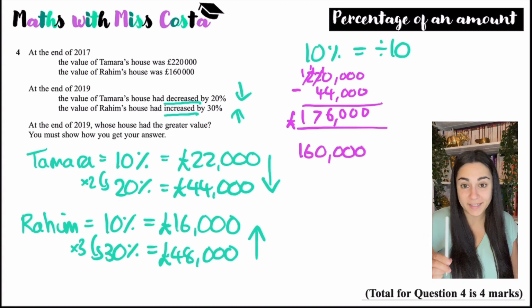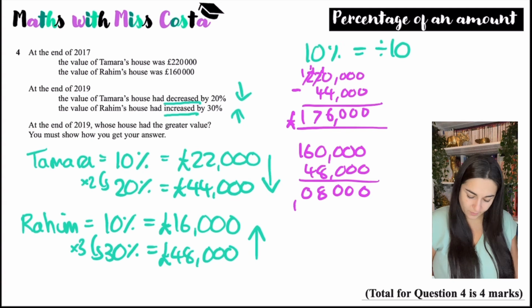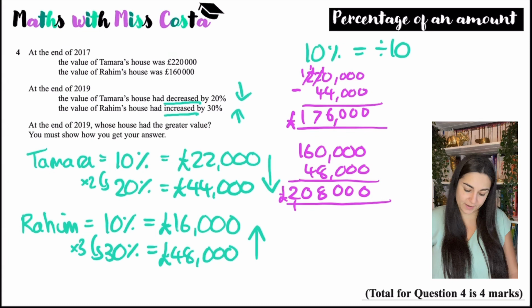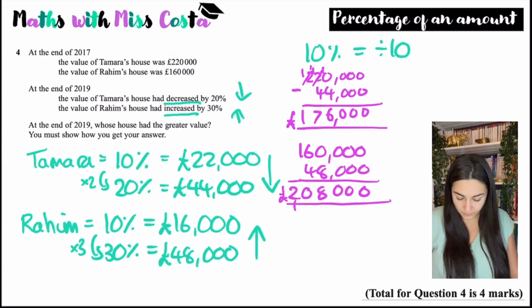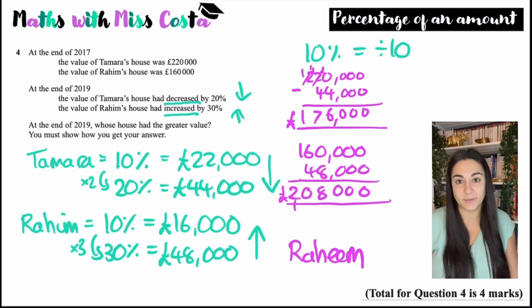And remember, it's increasing in value, so I'm going to add it on. 160,000 plus 48,000. So that'll be 0, 0, 0, 8. 6 plus 4 is 10. 1 plus 1 is 2. So Raheem's house is £208,000. So at the end of 2019, you would say Raheem's house has a greater value because it's 208,000, whereas Tamara's is 176,000.